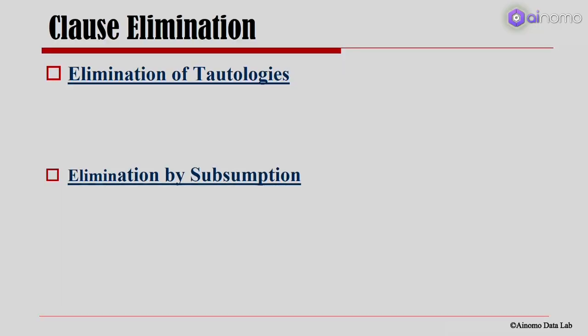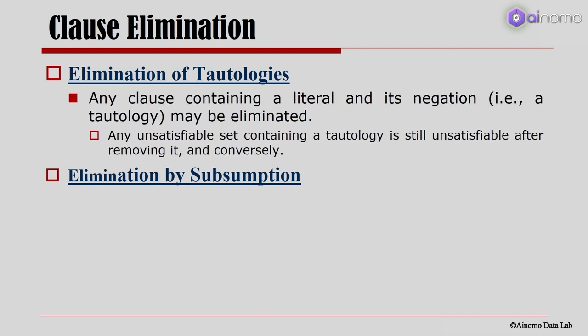Let us look at clause elimination first. We have two very important eliminations: one is the elimination of tautologies and the other is elimination by subsumption. Any clause which contains a literal and its negation, that is a tautology, may be eliminated. This is because any unsatisfiable set which contains a tautology is still unsatisfiable after removing it, and conversely. So, you could eliminate tautologies to reduce down search.